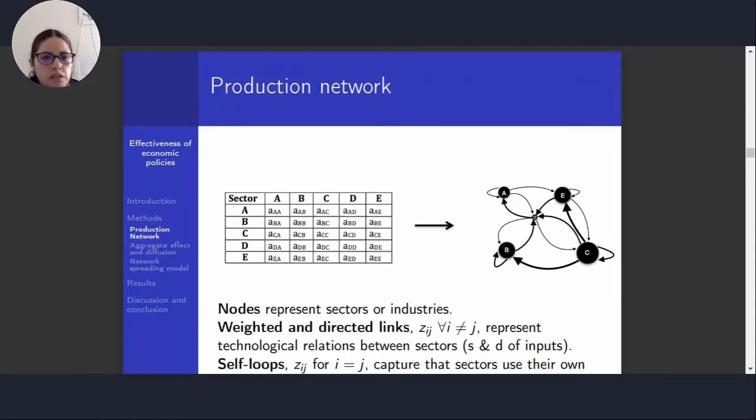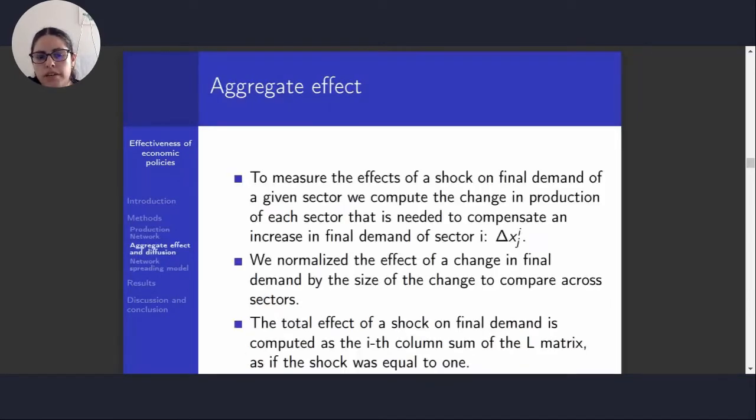Okay, so now that we have the network, we can start measuring stuff, no? So the first thing I'm going to measure is aggregate effect, which is actually equivalent to the output multiplier in input-output analysis. It's just how much production is needed to compensate a change in final demand of a sector. I measure that for every sector in the economy, and then I compare, no? I make a sort of ranking and see. This is going to give me a measure of an aggregate effect on the economy.